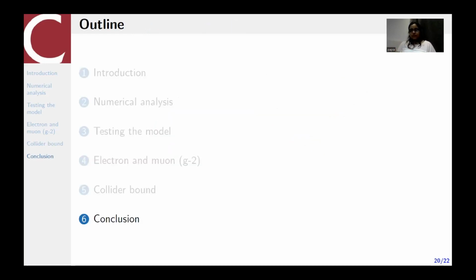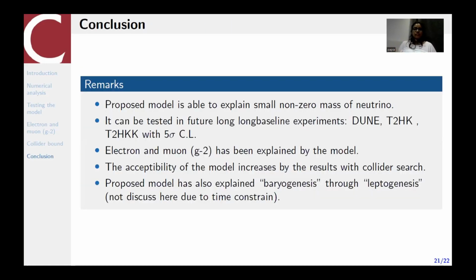Okay, then next slide, please. Then it is the conclusion. So in the conclusion, I can conclude my talk with some remarks. The proposed model, which we have proposed here as an extension of the standard model by U(1)_{B-L} as well as U(1)_{L_e-L_mu}, is able to explain the small non-zero mass of neutrino, and it can be tested in future long baseline experiments like DUNE, T2HK, T2HKK with 5 sigma confidence level.